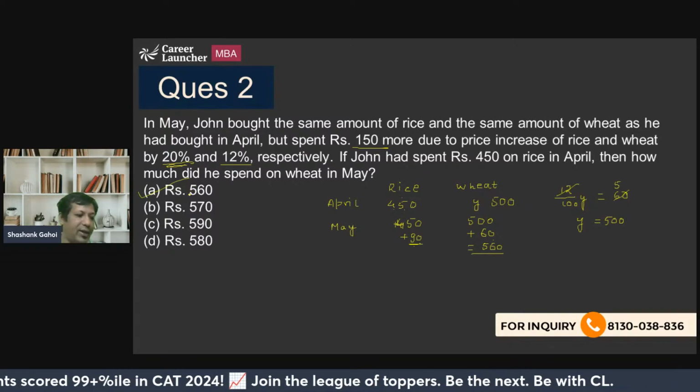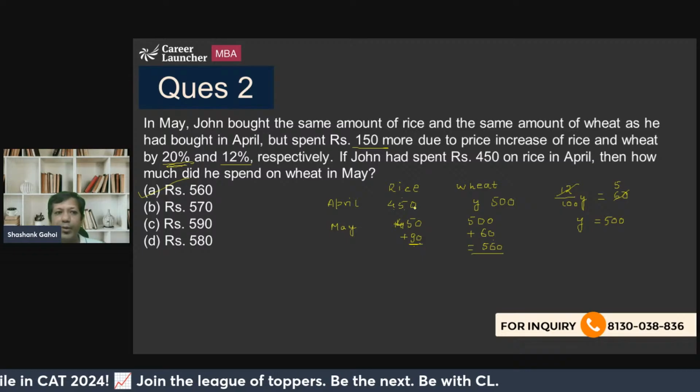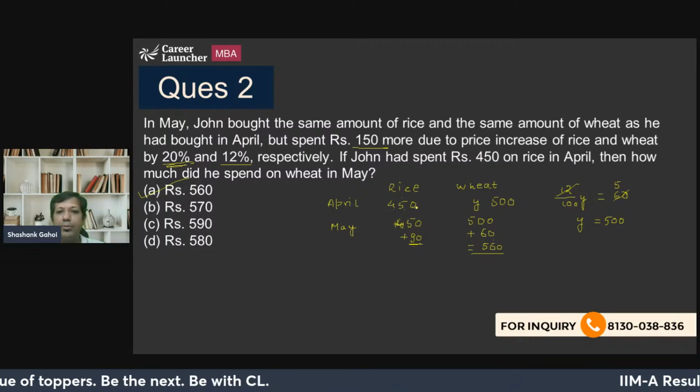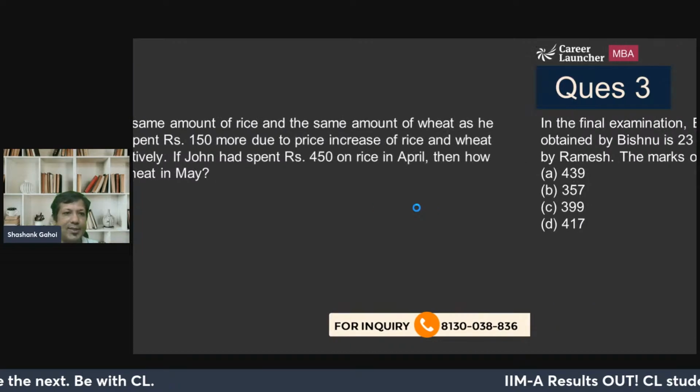That is a fairly simple question. Can be done very easily. Okay. Now let's move on to the next one. What does it say? Okay.